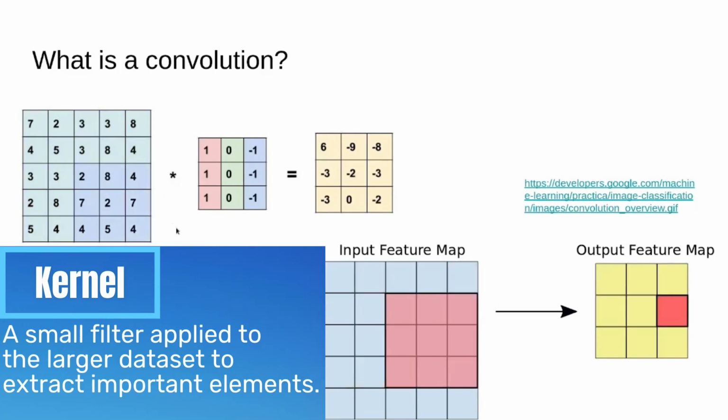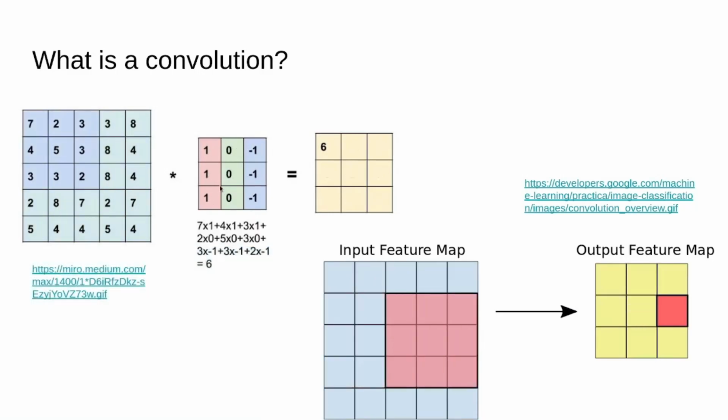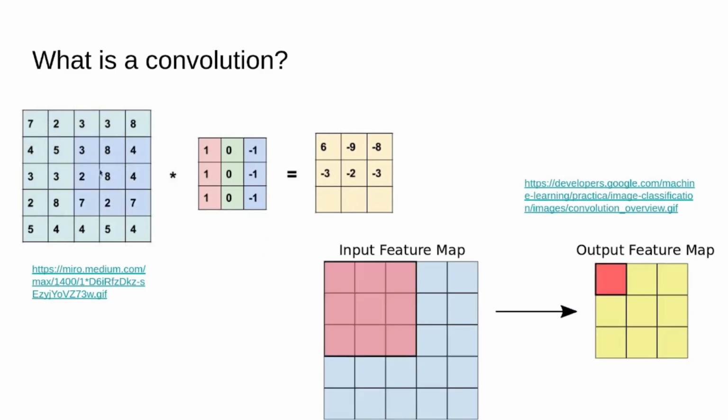Now the kernel also has a set of values. In this case, this kernel has values of 1, 0, negative 1, 1, 0, negative 1, on and on. And what we're doing is a simple multiplication and sum process. So when the kernel is over this first box, we're multiplying 1 by 7, 0 by 2, 3 by negative 1, 4 by 1, 5 by 0, you get the idea. All the way down, and then summing all those values and getting an answer of 6.